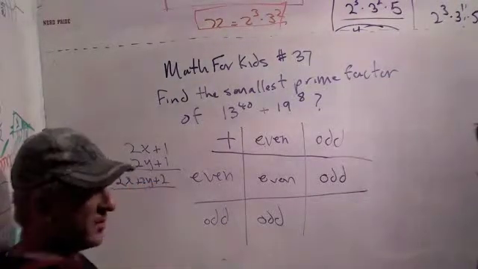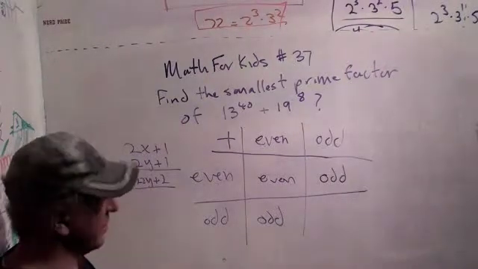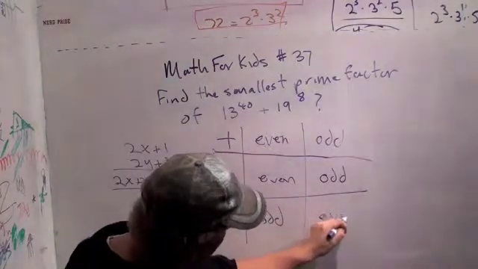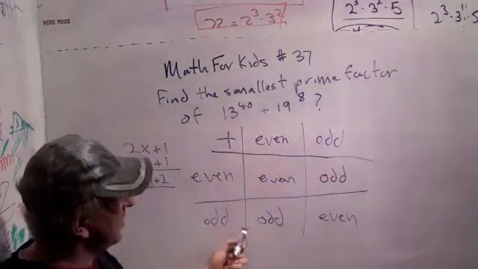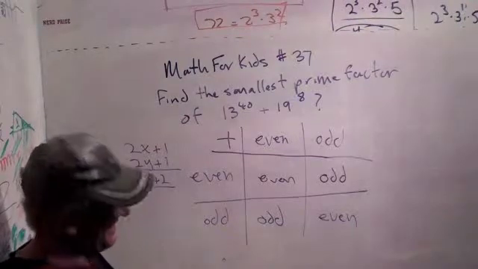Now is that number divisible by 2? Yes, because all three of the components are divisible by 2. So an odd number plus an odd number is even. Isn't that odd? No, it's even.